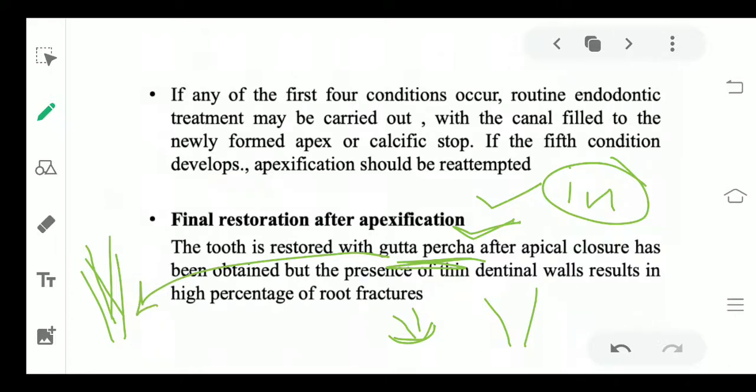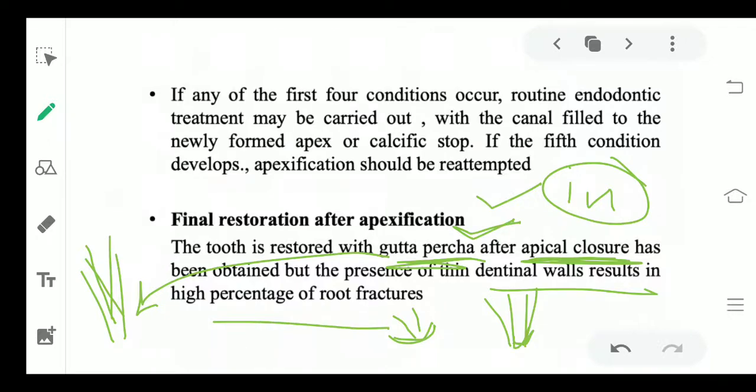The tooth is restored with gutta percha after the apical closure. After the apical closure has taken place, you can fill the canal with gutta percha, but the presence of thin dentinal walls results in a high percentage of tooth fractures.